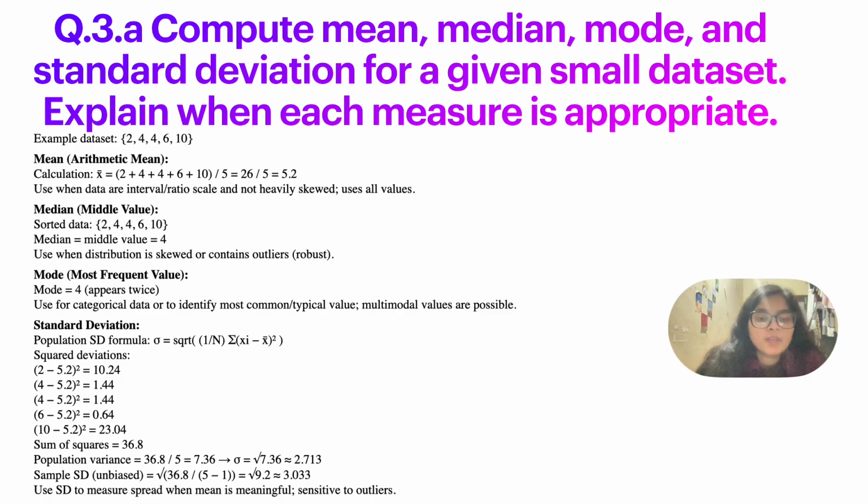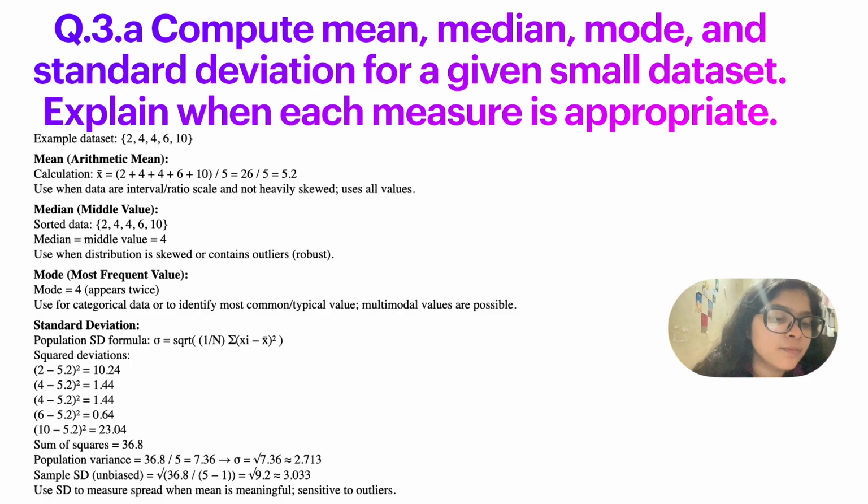Mode gives us the most frequent value in the data set. So here it is very evident that 4 occurs the most in the data set, twice. So it will be chosen. It is used for categorical data to identify the most common typical value. Multimodal values are even possible. If it is unimodal, then one mode is present. Bimodal, then two modes are present. In multimodal, more than two modes are present.